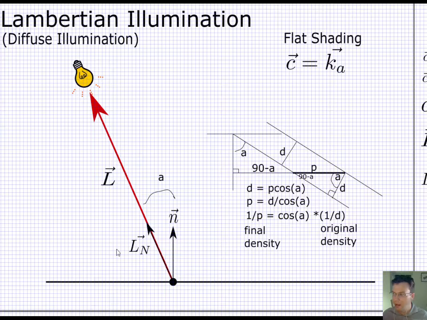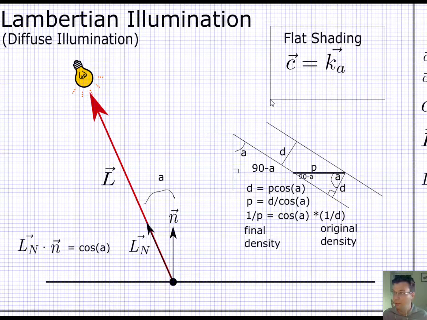So now what I can say is, Ln dot product with the normal is equal to the magnitude of Ln times the magnitude of n times the cosine of the angle between them. Well, they're both normalized, so that's just going to be the cosine of A. All right, cool. So we can get the factor that this thing scales down by as a dot product of the normal direction and the direction to the light.